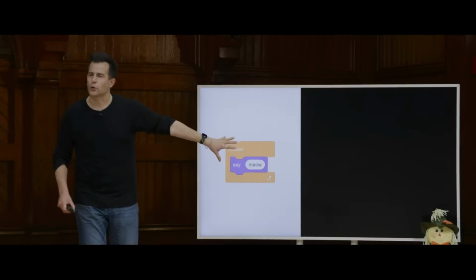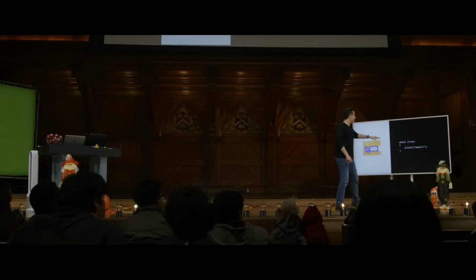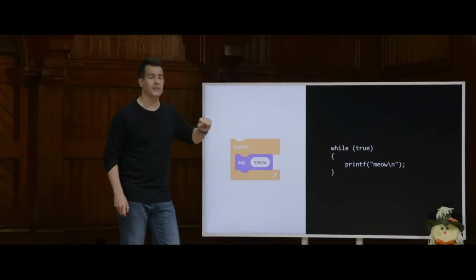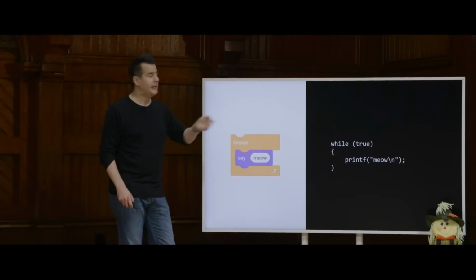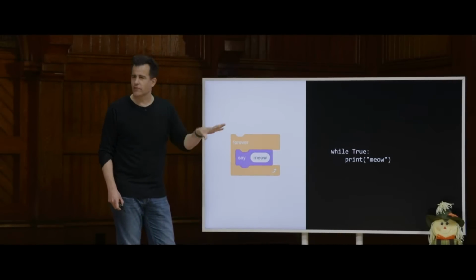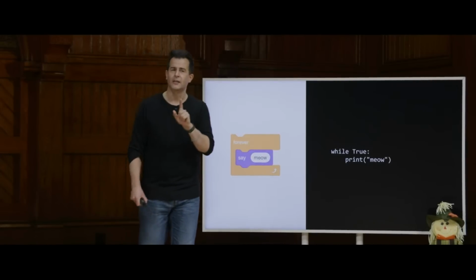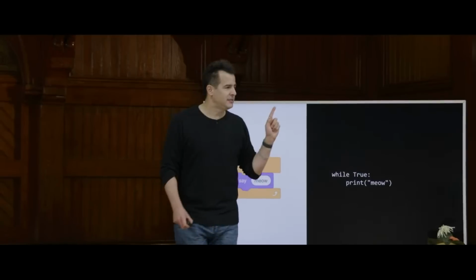What about a forever loop in Scratch? Like literally meow forever? Well, over here, we can just use in C, while true, printf meow, again and again and again. In Python, it's almost the same. You still get rid of the curly braces. You add the colon. You get rid of the semicolon. But there's a subtlety. What else is different here?